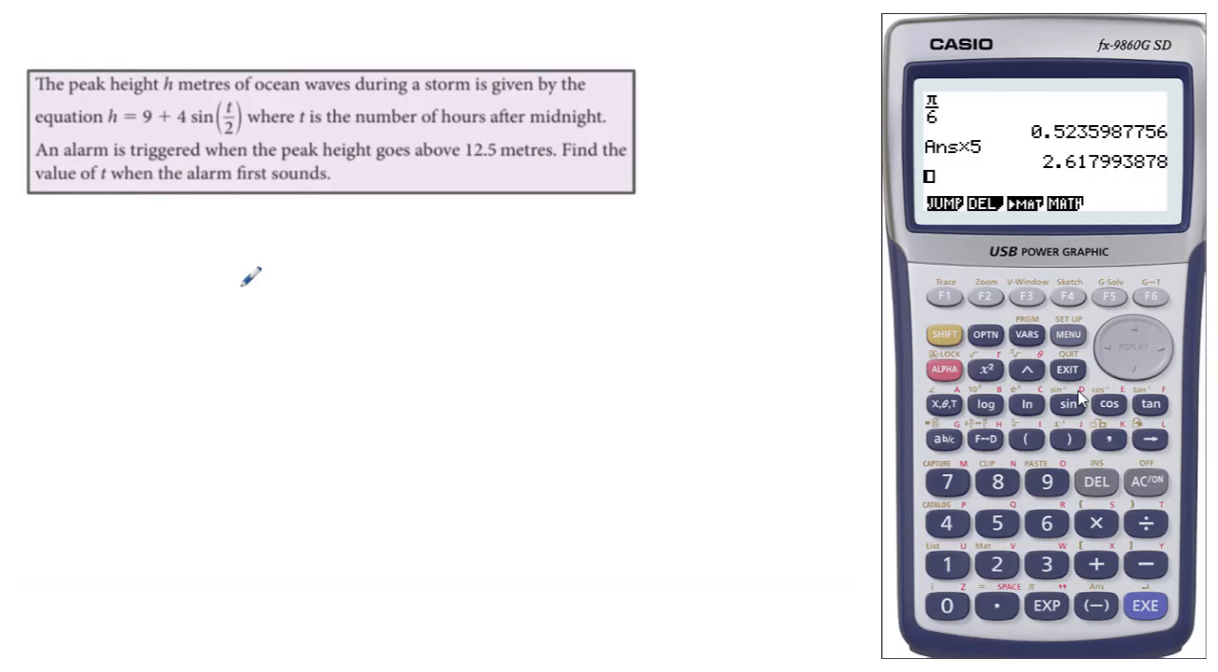Okay, here's a trig modelling type question. We're going to do it using the GDC. I'm going to probably draw a small sketch just for working out, but we could potentially do it without.